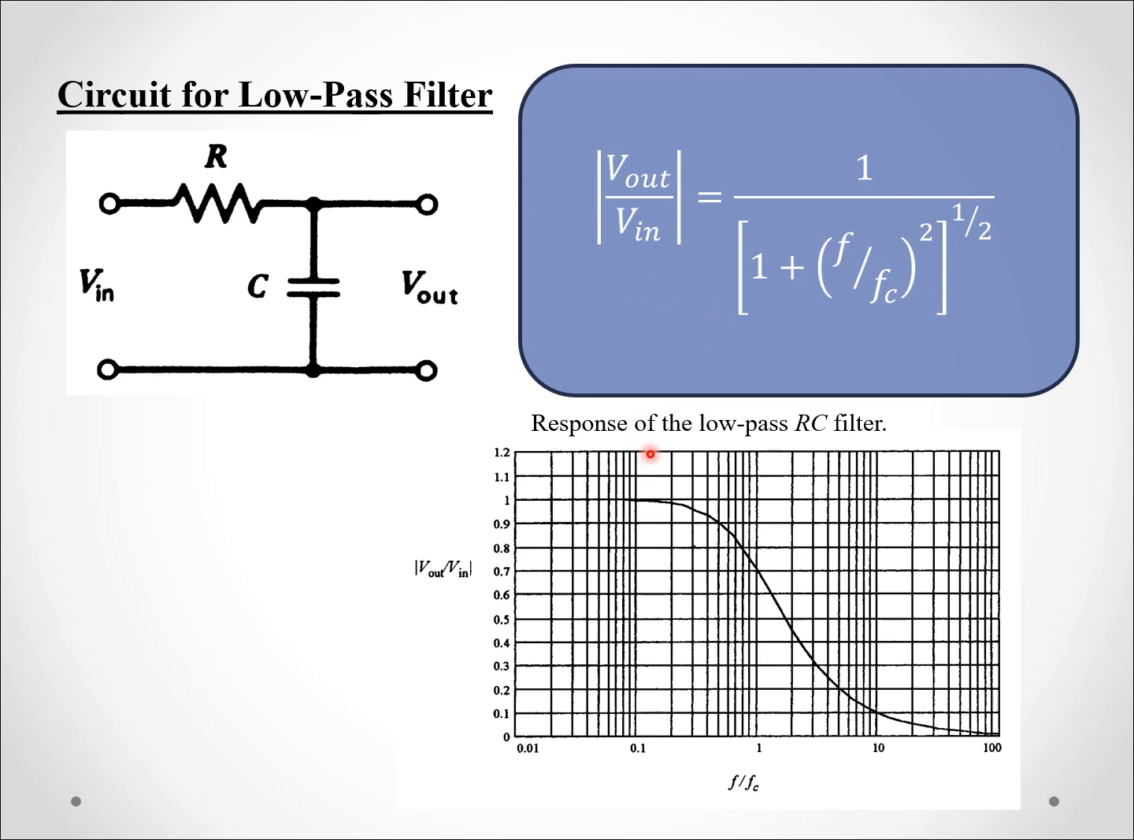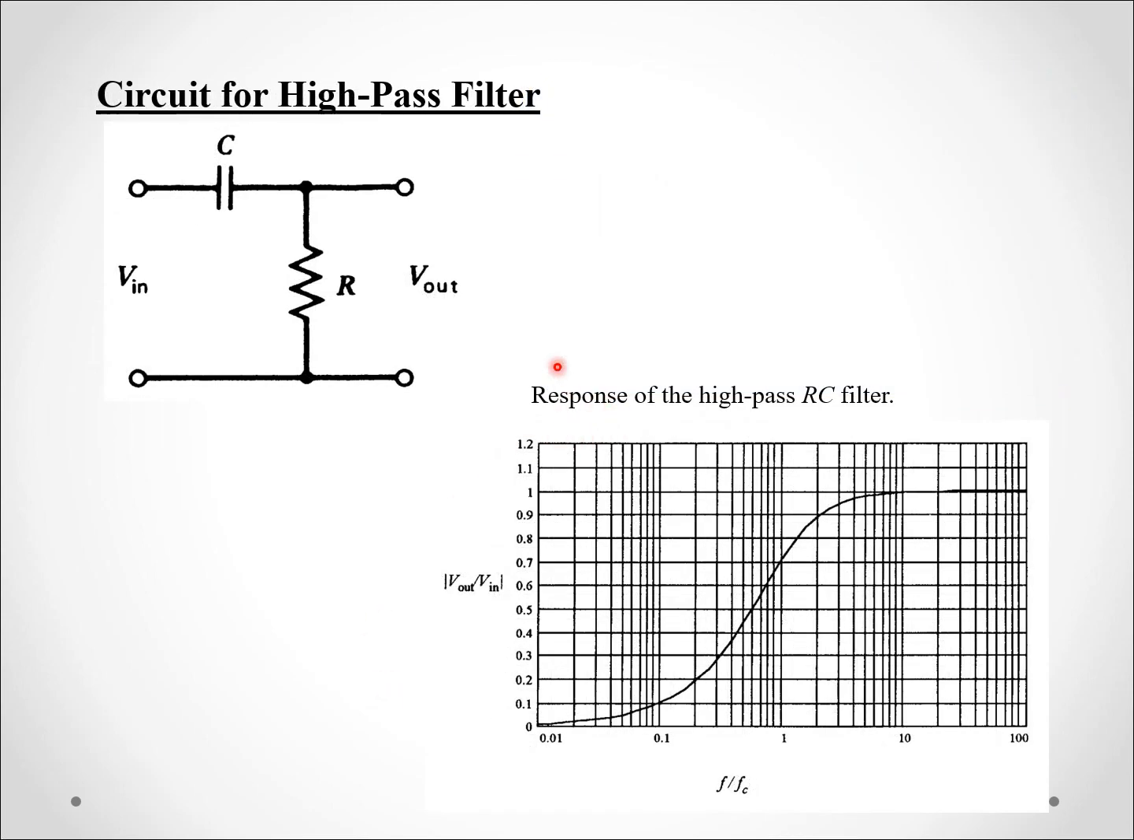For the high pass filter, the circuit is arranged differently compared to the low pass filter, where first we have a capacitor and the resistor, which is parallel to the output voltage. And the response of the high pass filter is shown in the graph, where we can clearly see that on the higher frequency, the signal will be passed through, while on the low frequency, it will be blocked out. And the ratio between V out and V in is calculated as shown.